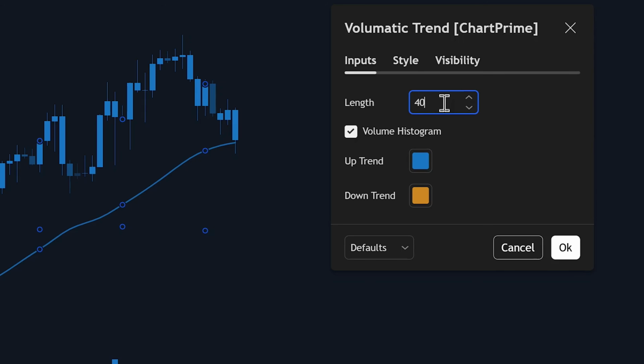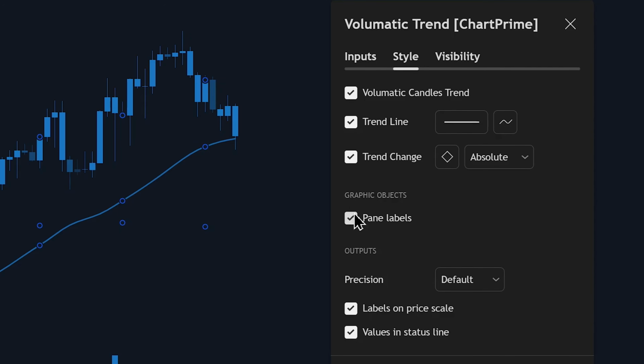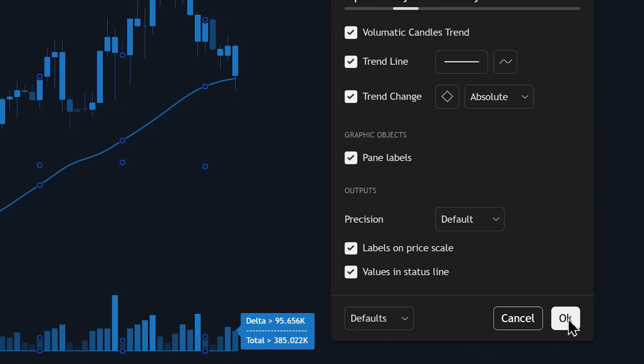You've also got an option to show or hide the volume histogram. Personally, I think the histogram is a key part, so I'm definitely keeping that visible. Over in the Style tab, there are a bunch of toggles. You can turn off the Volume Magic Candles trend if you don't want the special candle coloring. You can hide the trend line itself, or the trend change diamonds if you don't need those signals. You can also disable the panel labels that show the delta and total volume. Like I said, lots you can tweak, but for me, I'm keeping all the default settings as they are. Once you're happy, just click OK.